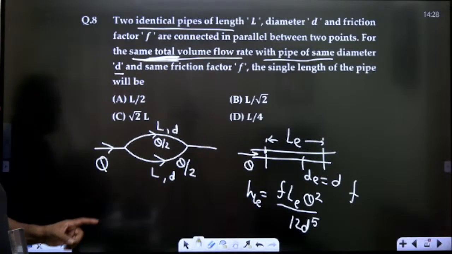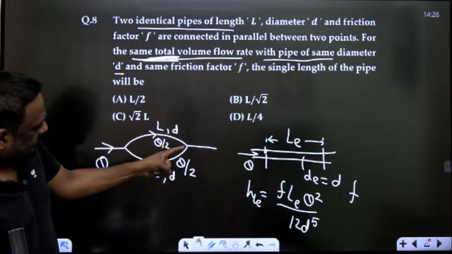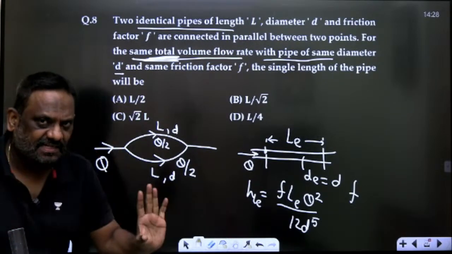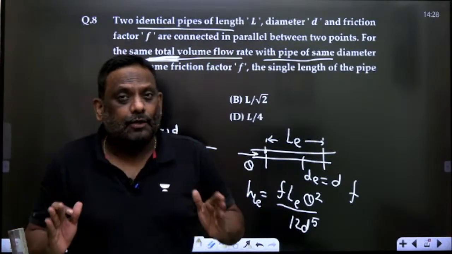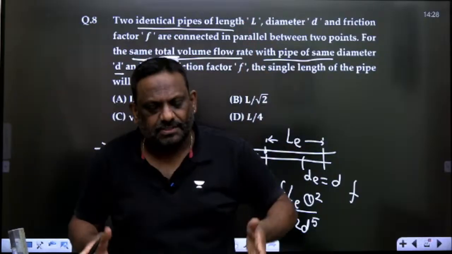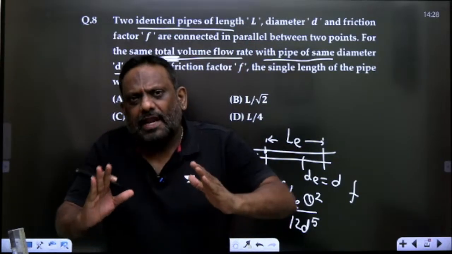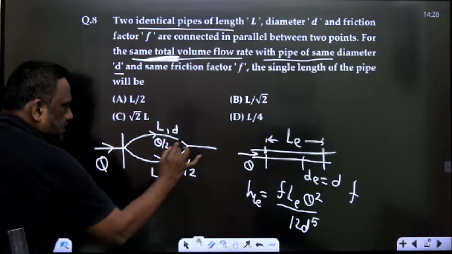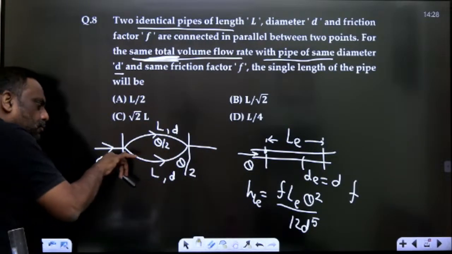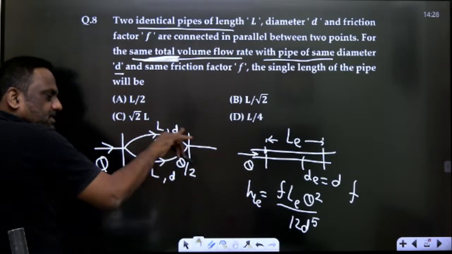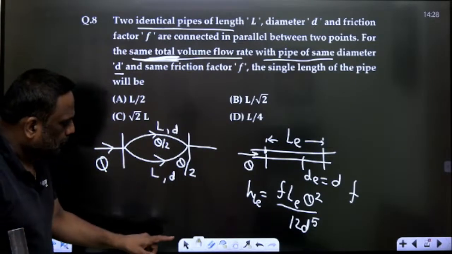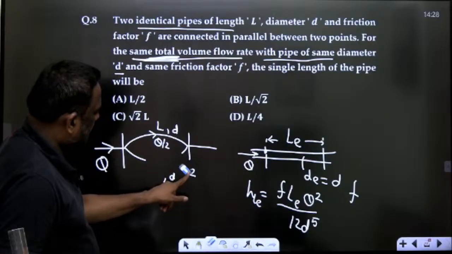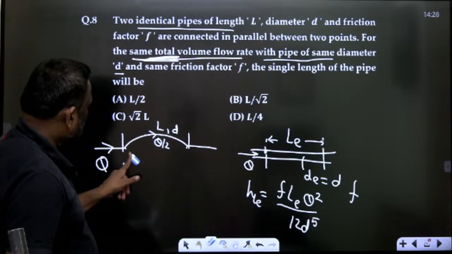If you want head loss, either I can go like this, or like this. At the same time you cannot go through two pipes. So whenever you want to calculate head loss, it is always between sections. Let me repeat: whenever you want to calculate head loss, it is always between sections. You cannot move through both pipes at the same time. So I will remove this one. Either I go like this or like this. So what is the head loss between these two sections?